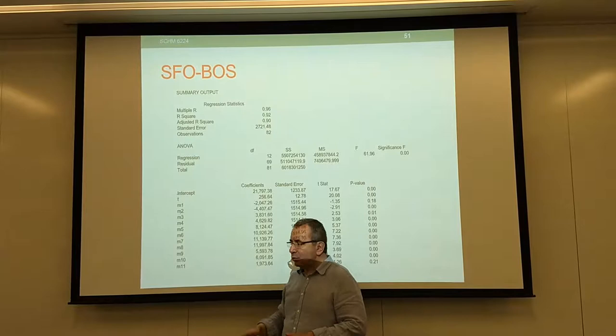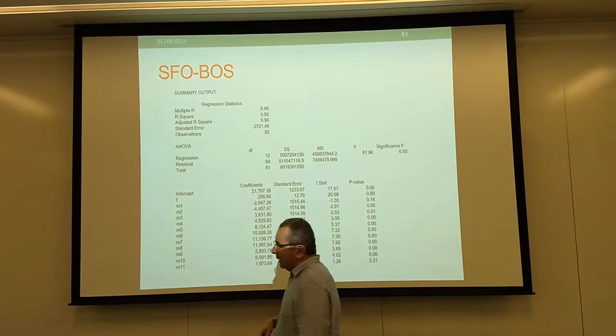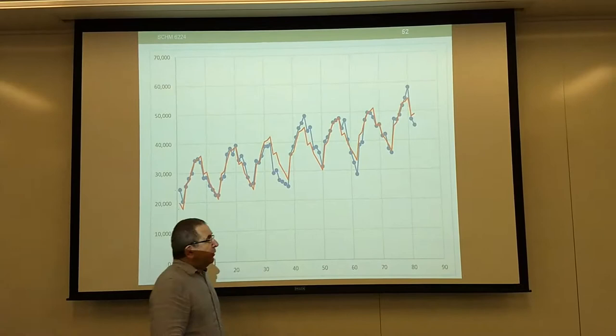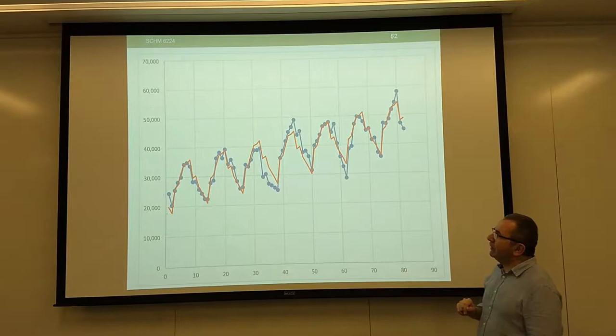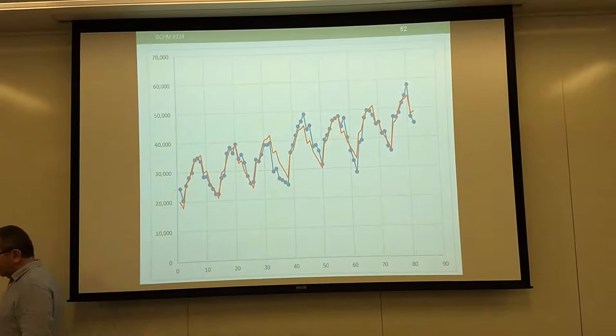Okay. So what does this look like graphically? When we add seasonality to the trend line, it looks like this. And this is a very, very good model. I think R square is 92%. R square, yeah, 92%.